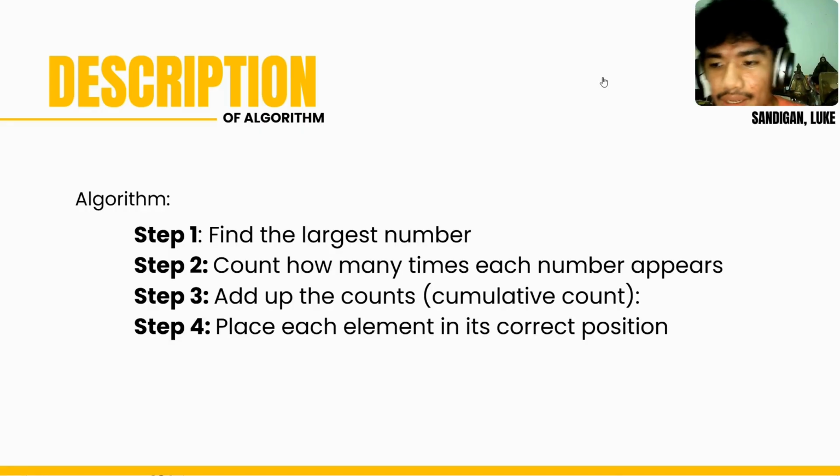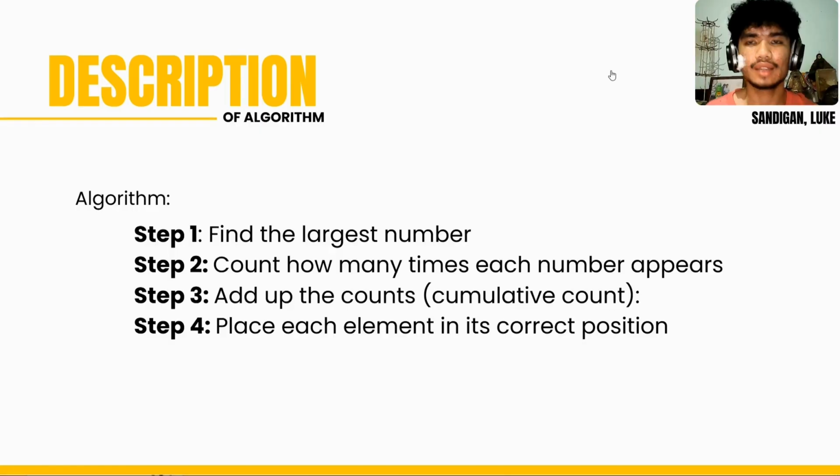And step 3, we add up the counts, the cumulative counts. When we say cumulative counts, think of each number as a floor in a building. The count array tells how many people live on each floor. The cumulative count tells how many people live from the ground up to that floor. So knowing the cumulative total, you can tell how high you've climbed in the building, or in sorting terms, how far along the list that number group should end.